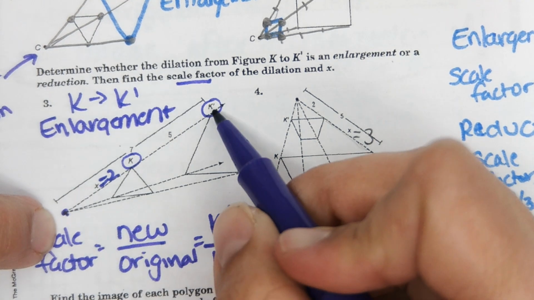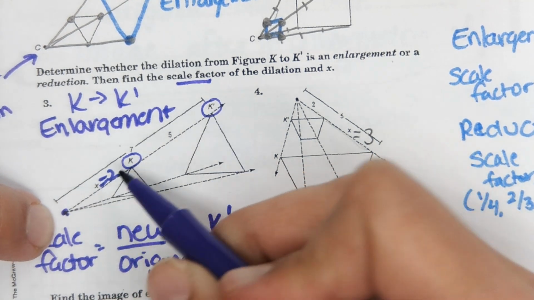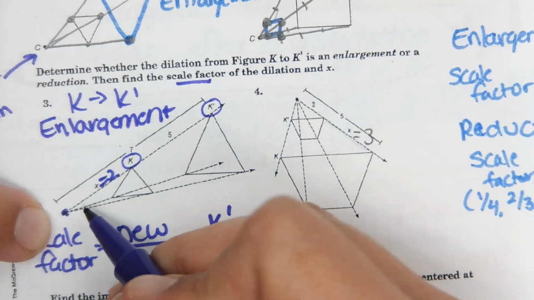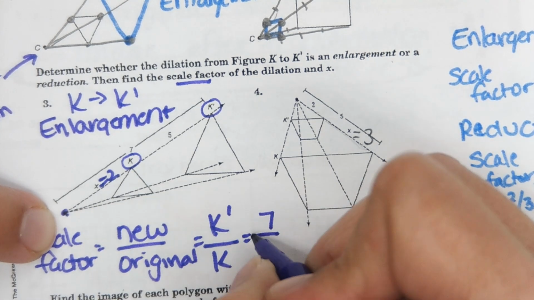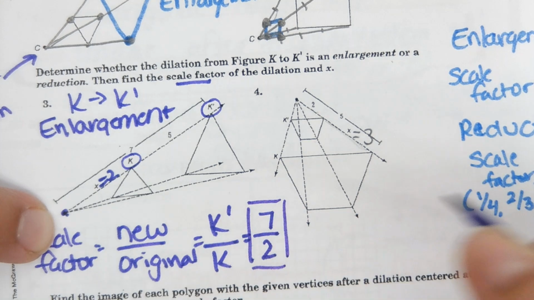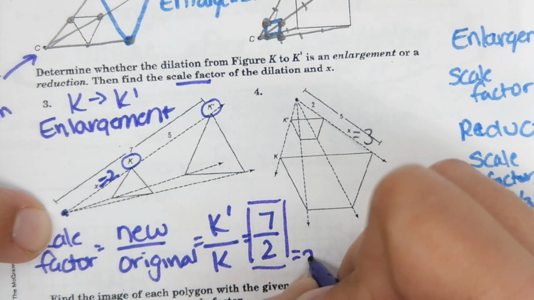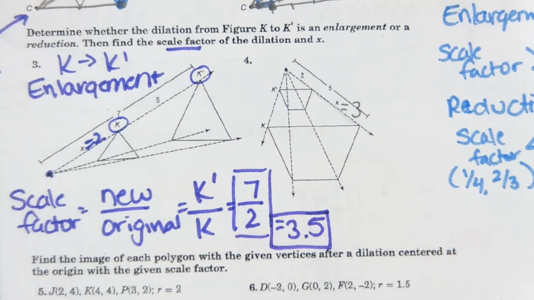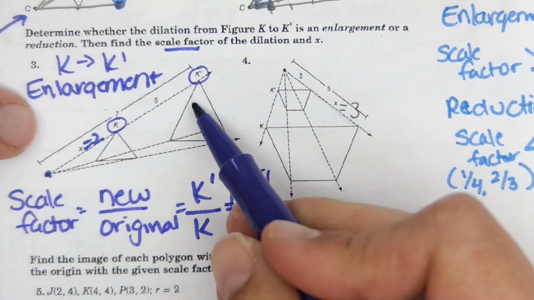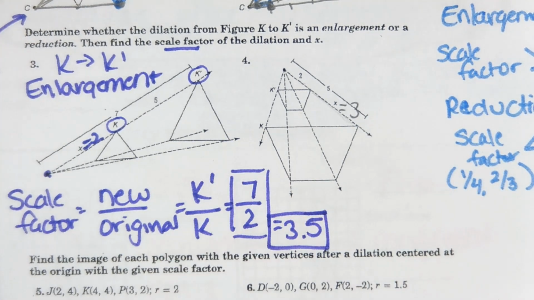So the distance between k and k prime, it tells us, is 7. And then the distance to k is 2. So this right here is our scale factor, 7/2. You could also put it as a decimal, 3.5. Same thing. So that's your scale factor. So this one is 3.5 times the size of this one.